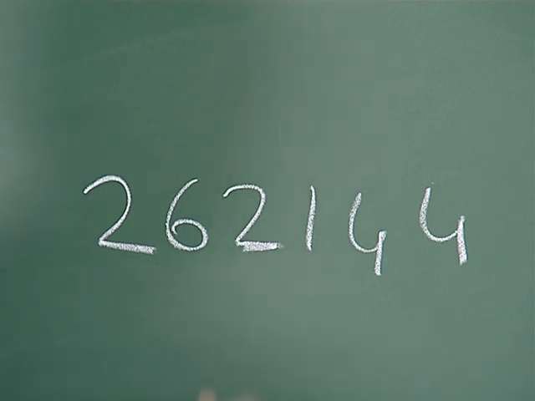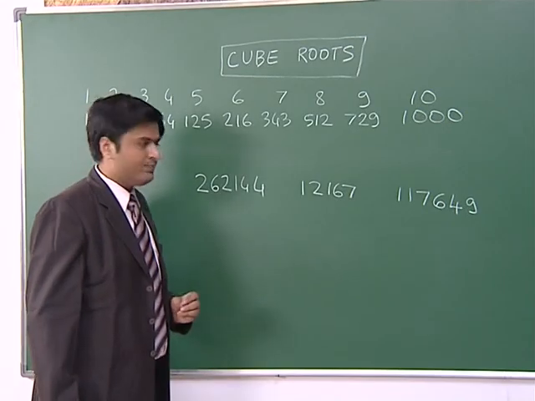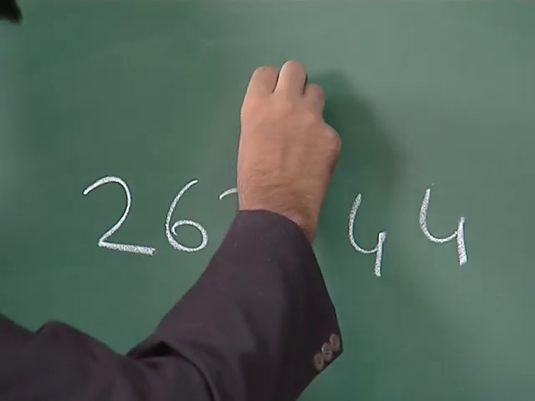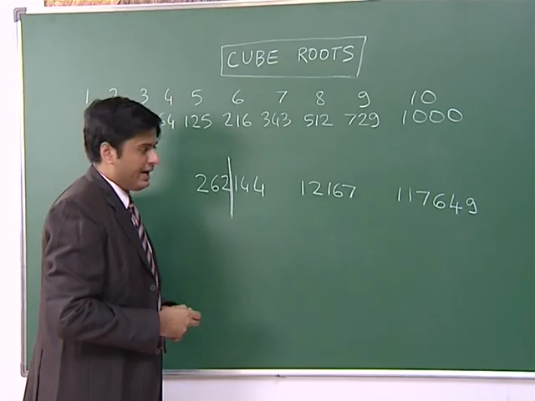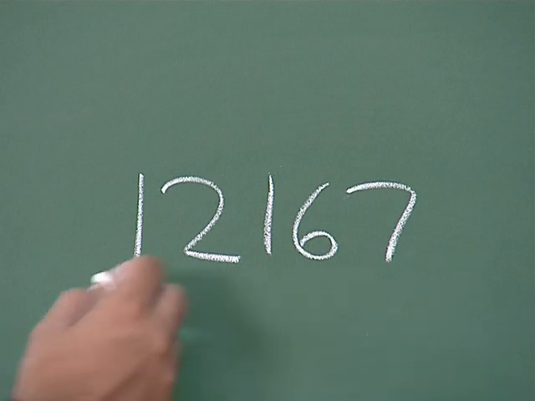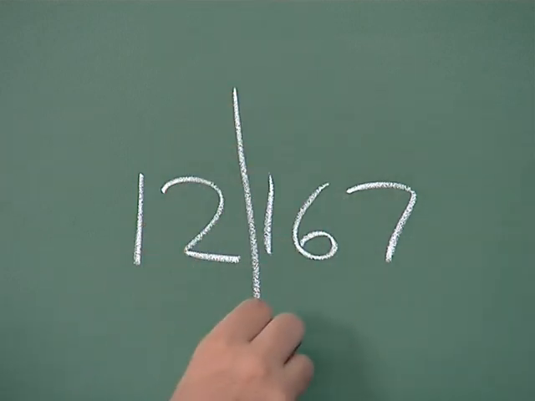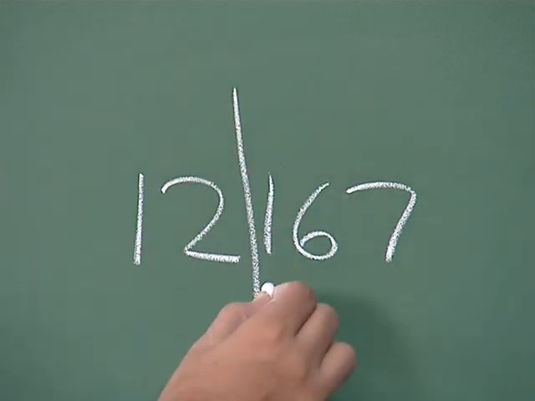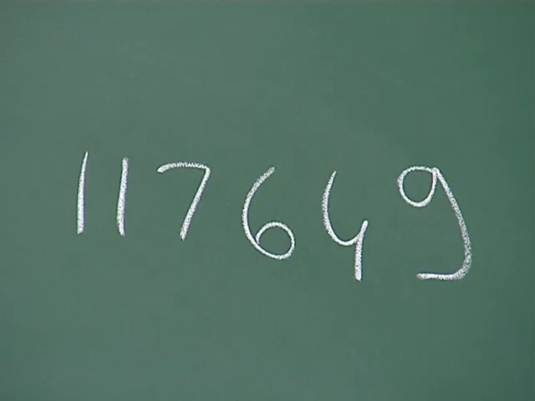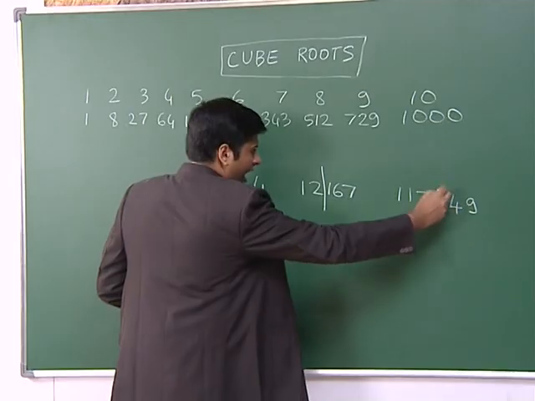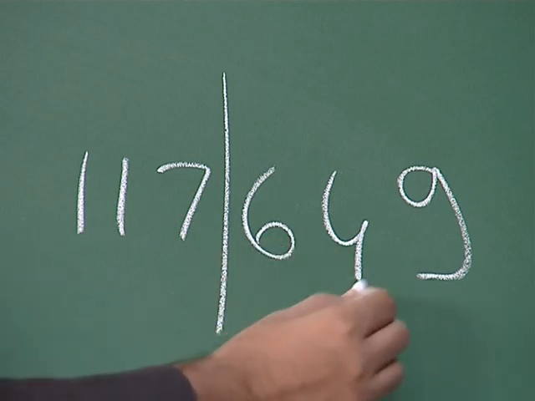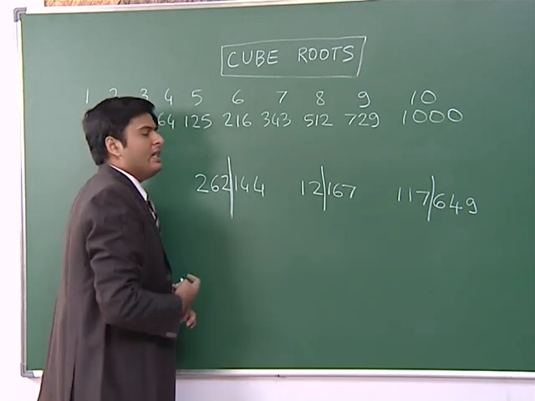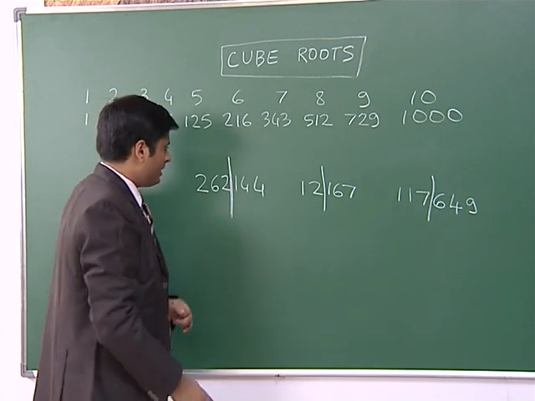in such a way that there are 3 digits in the right hand. So here I will put a slash between 2 and 1 such that there are 3 digits in the right hand. In the second example, I will put a slash between 2 and 1 such that there are 3 digits 1, 6, 7 in the right hand side. And in the third example, I divide the number between 7 and 6 such that there are 3 digits 6, 4 and 9 on the right hand. Let us see how we get the answer.